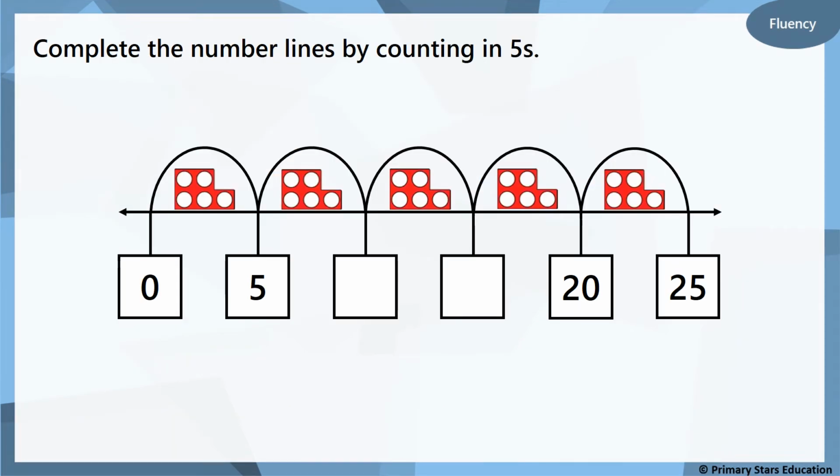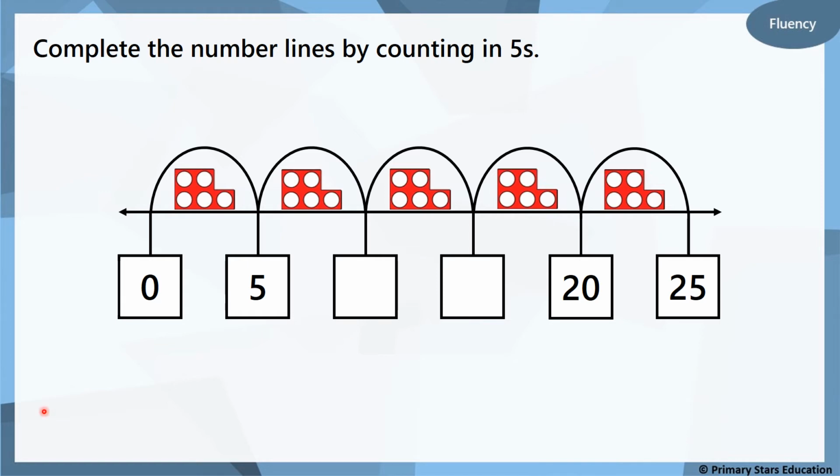Can you have a go at filling in the missing numbers on the number track? Have a go at writing it down. We're counting up in 5, so we're adding a 5 numicon piece each time. What are these missing 2 numbers going to be? Have a go at writing them down.